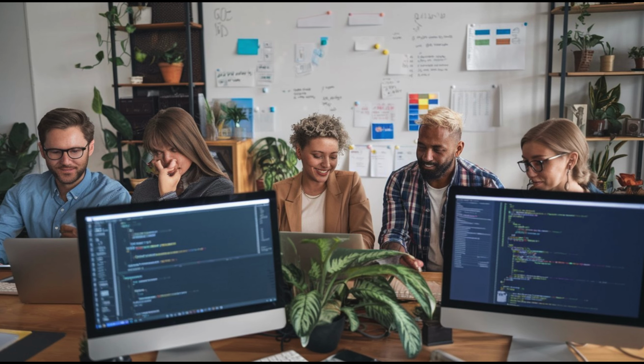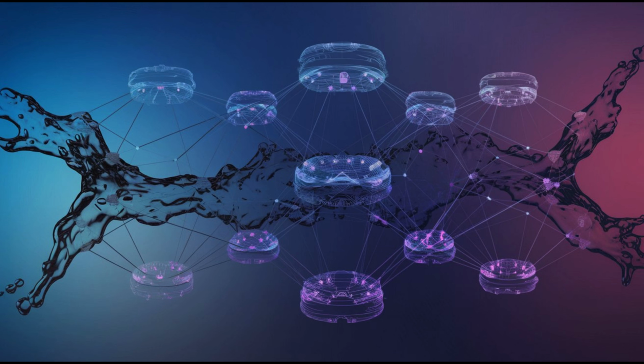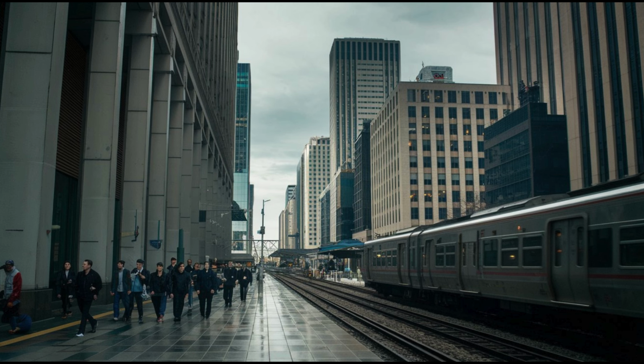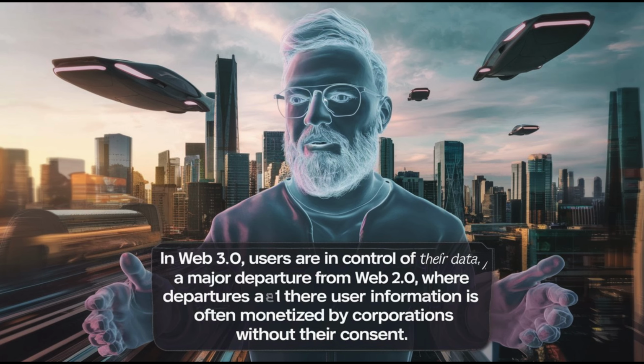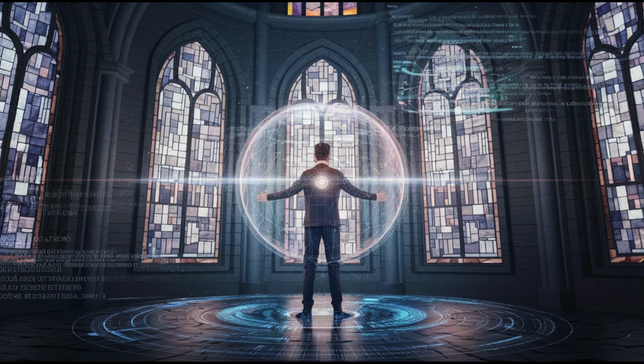5. Privacy and data sovereignty. In Web 3.0, users are in control of their data, a major departure from Web 2.0, where user information is often monetized by corporations without their consent. Decentralized identifiers, DIDs, and self-sovereign identity systems give users the ability to manage and control access to their personal data.